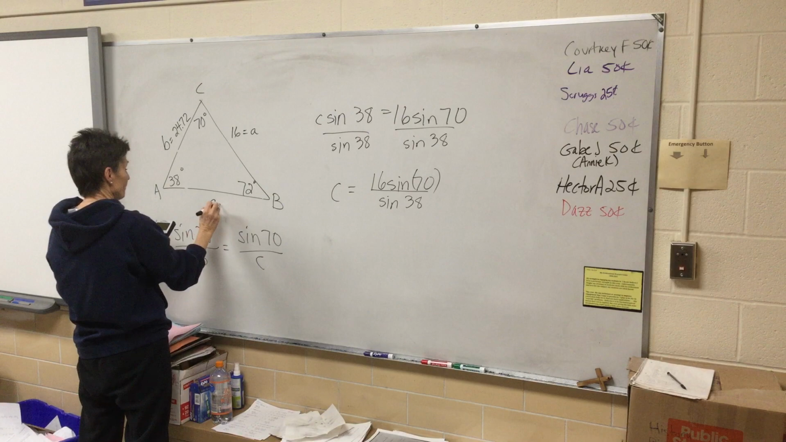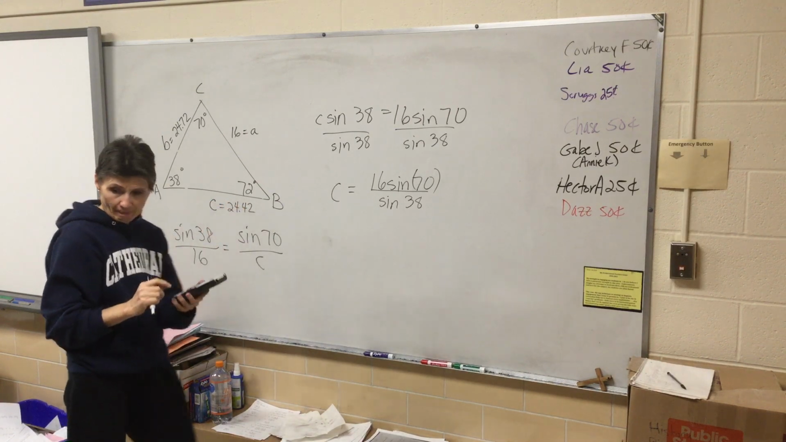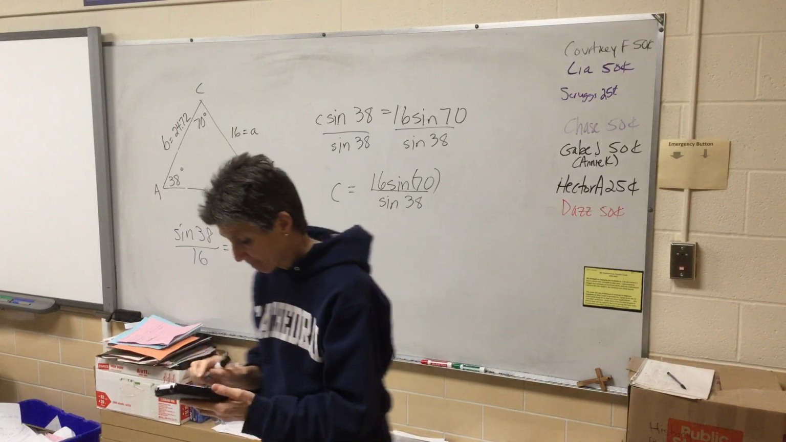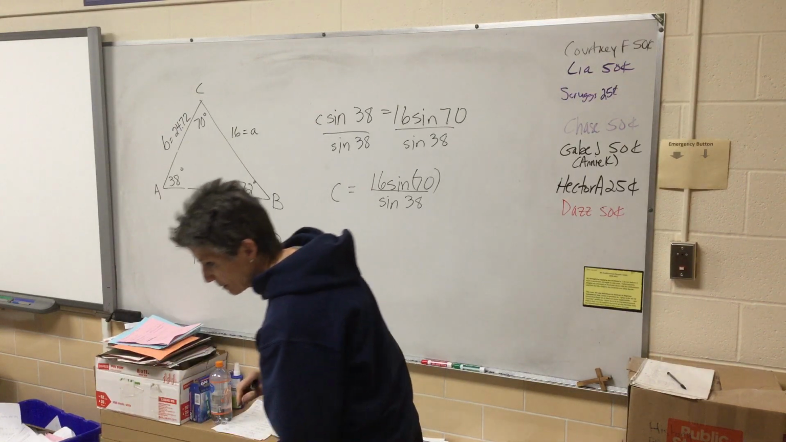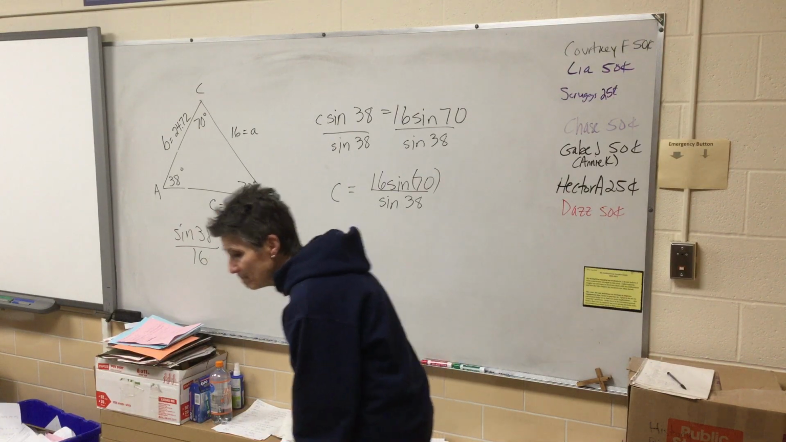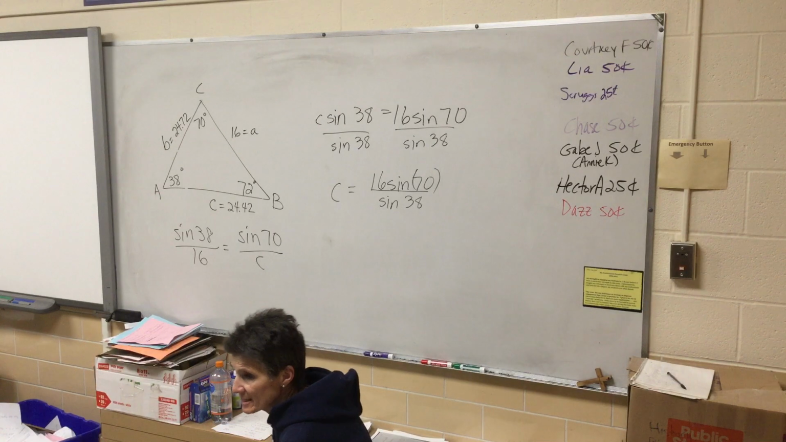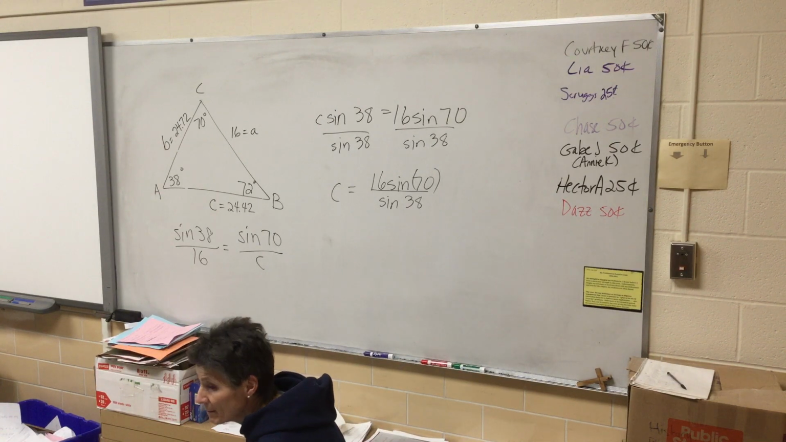I got 24.42. That's really close to the answer I got last time for the other side. And that makes perfectly good sense. Can anybody explain to me why it makes sense that those two sides would be so close together in length?